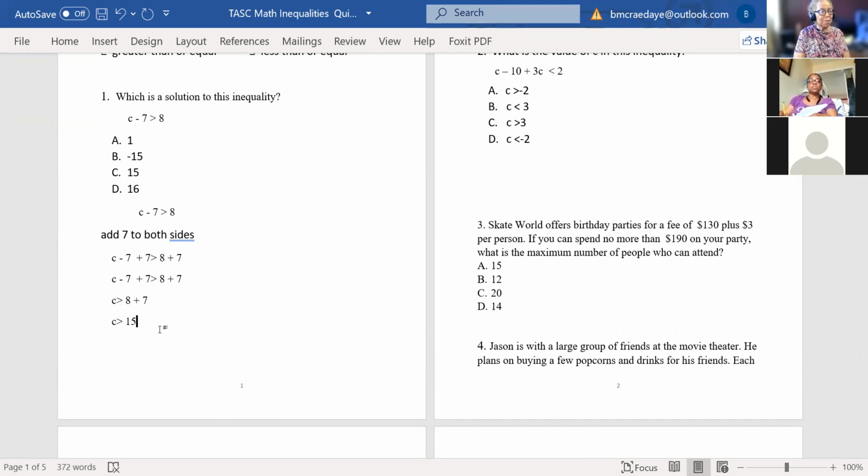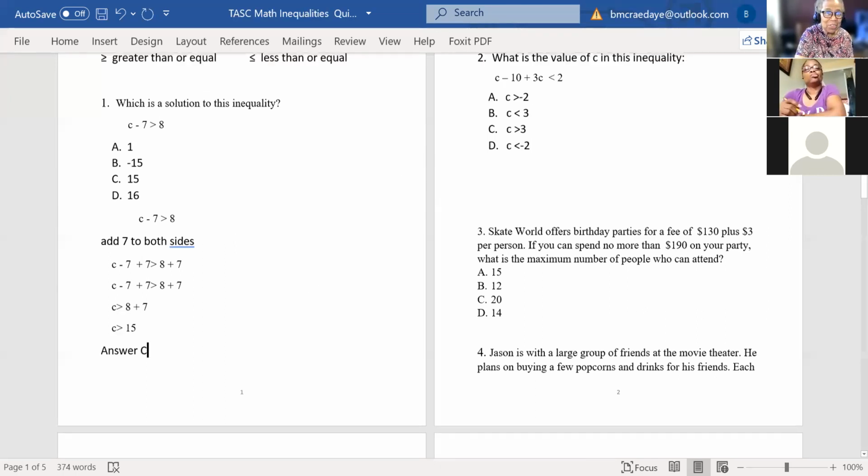Now that's one with just one operation. We had some that had 2 operations, but this one has just one. We just had to do the opposite of what was being done in the inequality, subtracting the 7. And what's the answer, Maureen? C greater than 15. Wow, you got that one right. Very good. Wonderful. All right. Now, any questions on number 1? No questions? Okay. That's just one operation.